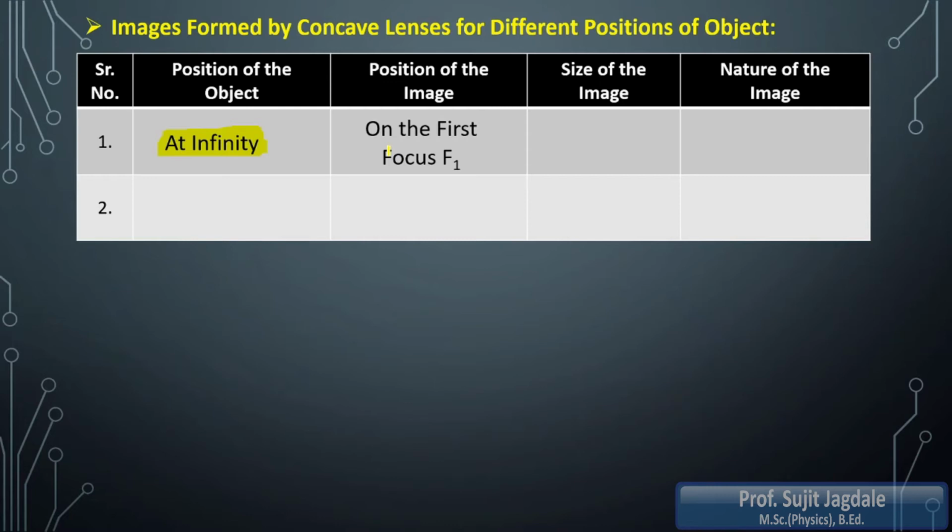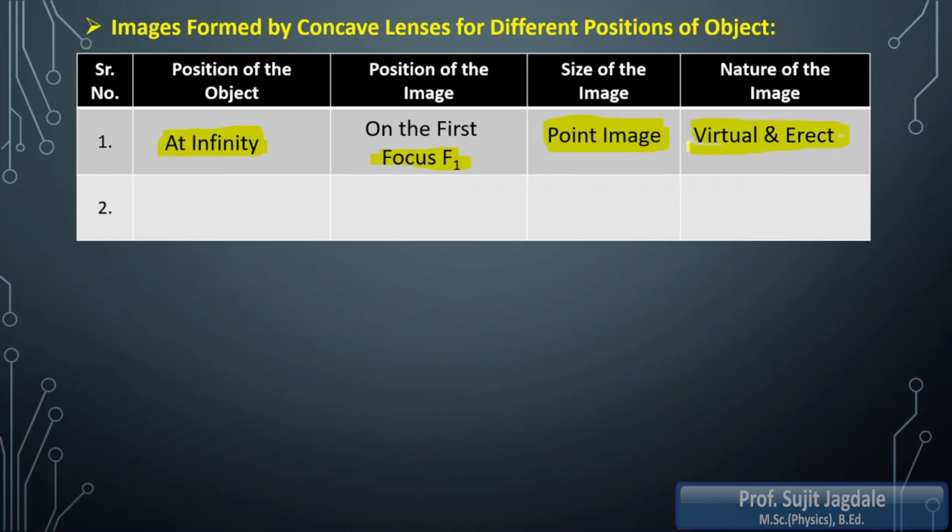So here the image is obtained on the first focus f1 when the object is kept at infinity. If we consider the size, then the size is in the form of a point image, that means very small. And if we consider the nature, then the nature is virtual and erect.